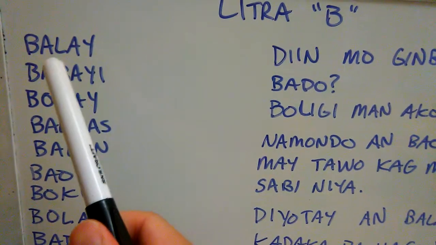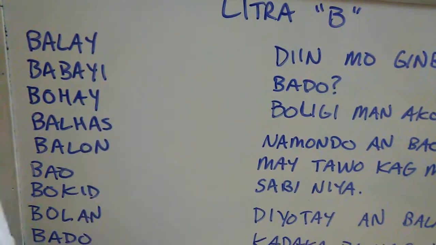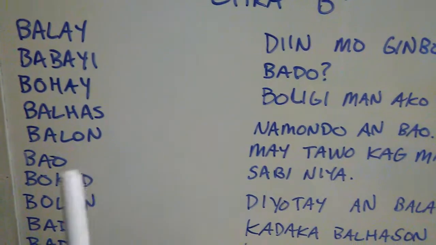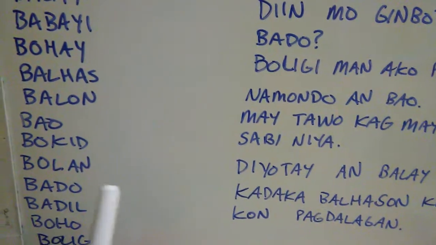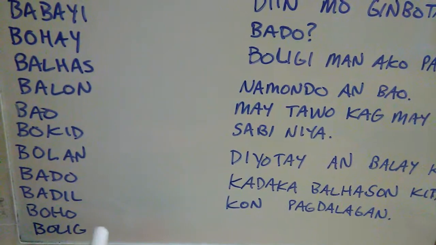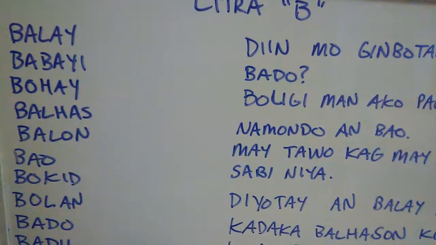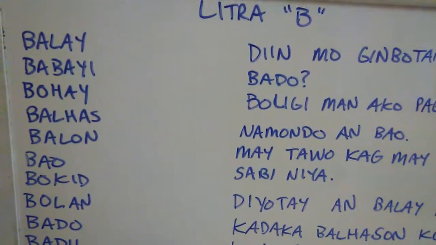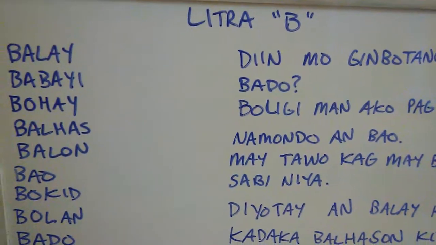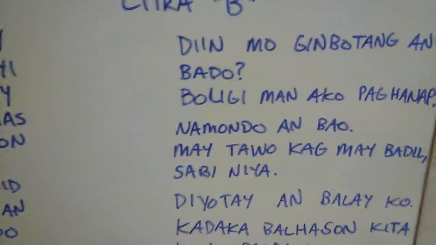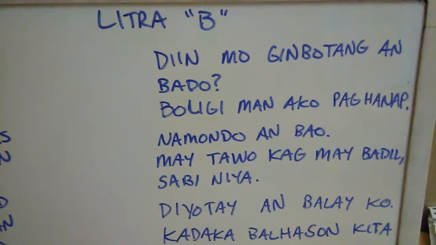So starting with balay. Okay, balay, babayi, buhay, balhas, balun, bao, bukid, bulan, bado, badil, boho, bolig. Okay. Again, I just want you to get the feel for the consonant b, right? The b. Okay. Sa letra ba, right? Ba. So here are example sentences that I can read to you. And again, just get the feel for it, okay?